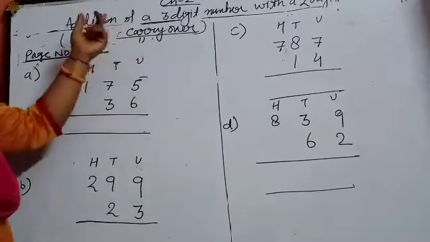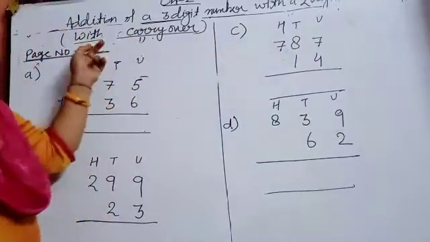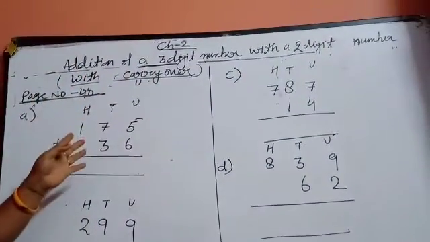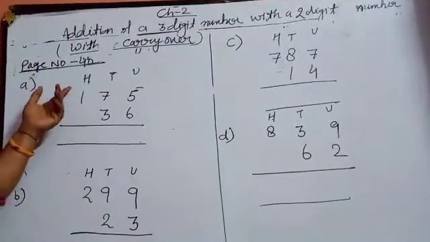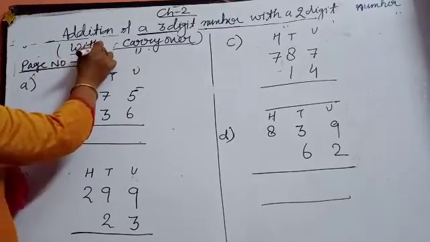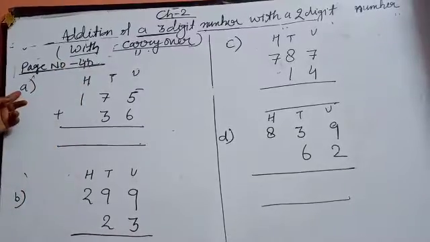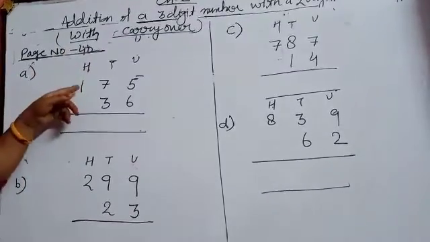We are going to learn addition of a 3-digit number with a 2-digit number with carryover. In the previous topic we learned it without carryover. Here we are going to learn with carryover. It is given on your page number 40. What is your first part of the question?